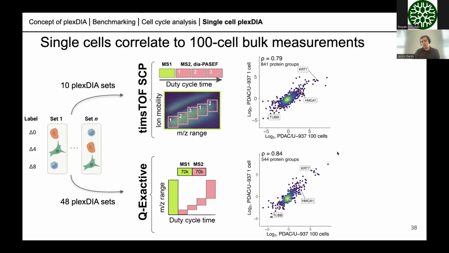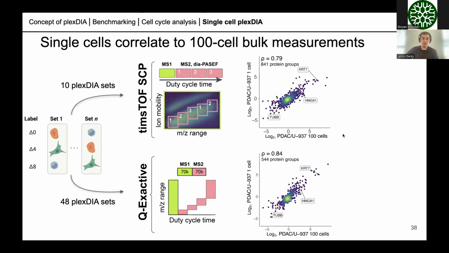How good is the accuracy? And to answer this question, we made samples that are pretty similar to our single cell sets, but we had 100 cells. Instead of just a single cell of each type, we have 100 cells of each type. And we ran those, and we wanted to see what is the agreement of our average real single cells to this bulk experiment. And so we should find that the quantitation should agree. And actually it does quite well. For the timsTOF SCP, we have a Spearman correlation of about 0.8. And the Q Exactive, we have a Spearman correlation of 0.84.